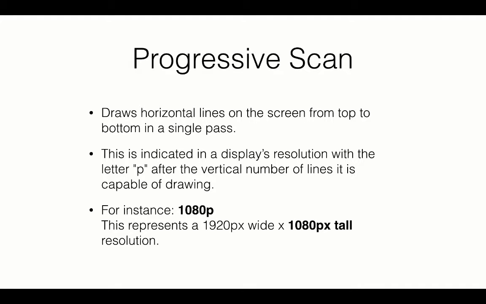Okay, so first of all, progressive scanning. It draws horizontal lines on the screen from top to bottom in a single pass. All right, this is indicated in a display's resolution with the letter P after the vertical number of lines that it's capable of drawing. For instance, you've probably heard of 1080p or 720p, right? 1080p, for instance, represents a 1920 pixel wide by 1080 pixel tall resolution.